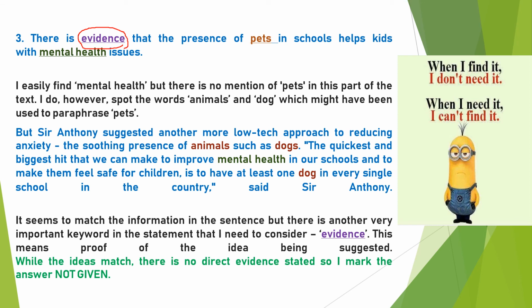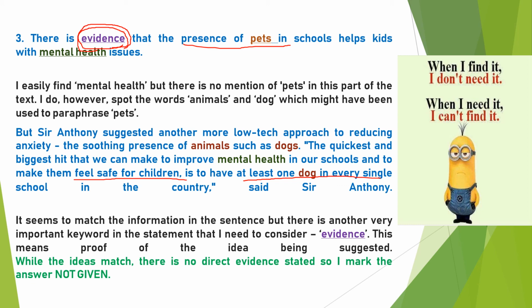Why can we not say? Because it is not false, because it is saying that the presence of a pet is there and it will help, and here also it is saying it is to make children feel safe, at least one dog in every school. So both are the same statement, so we cannot say it is false. We can also not say it is true because it is saying suggested. So we cannot say that it is agreeing to the same point. But they are talking about something called evidence in the statement, but that is not mentioned in our paragraph. So if a piece of information from the statement is not at all mentioned in the paragraph, which looks like true, then you need to say it is not given.